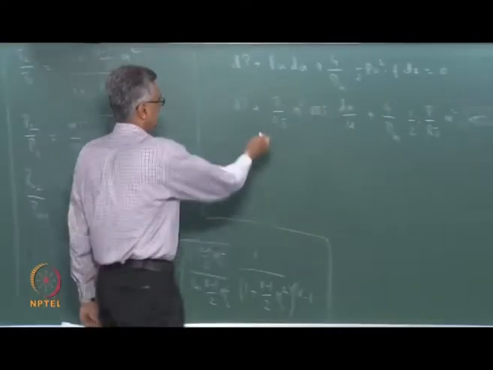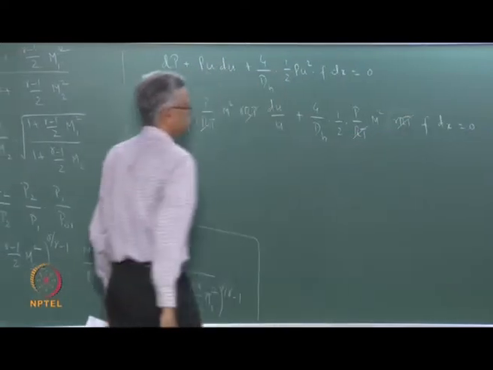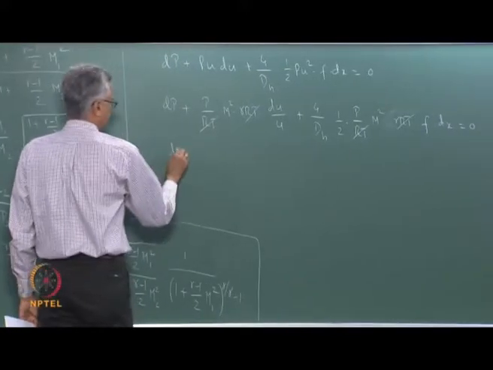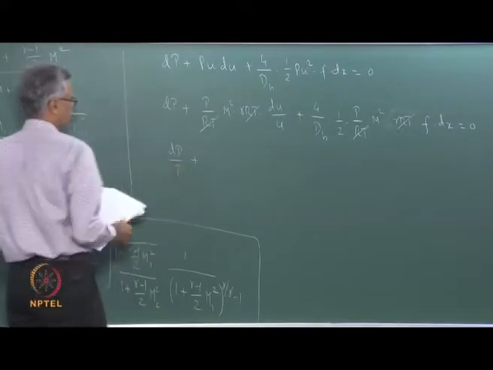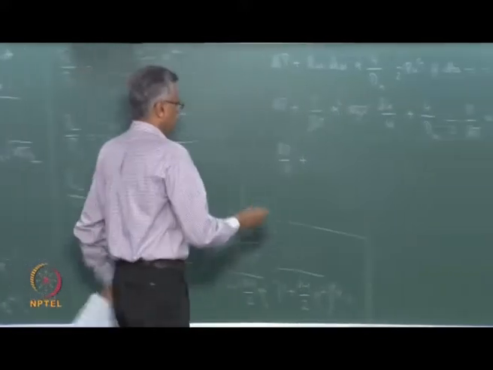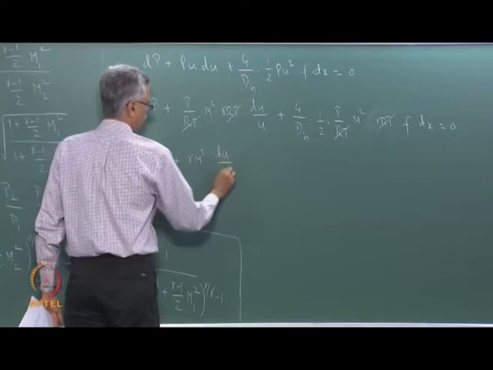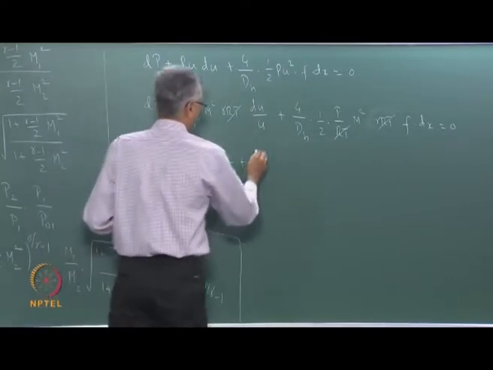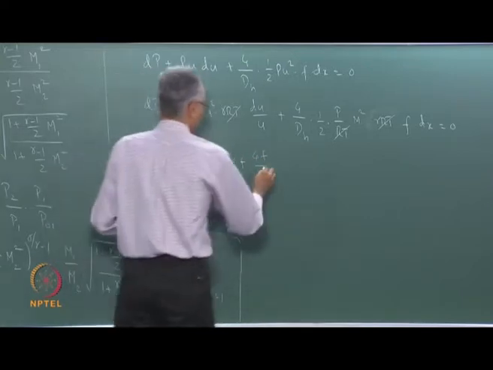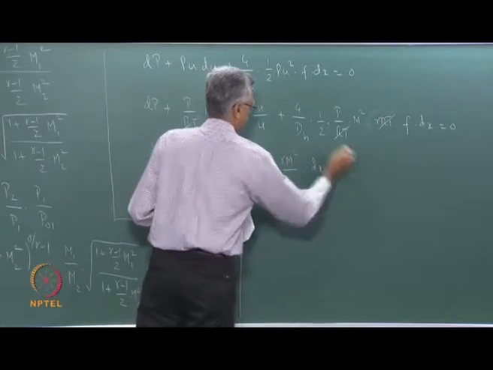So, you can easily see that the RT cancels out in both these terms and the P can be brought to the denominator. So, I end up with an equation that looks like this: dP over P plus gamma M square times du over u plus 4f over dH times gamma M square over 2 times dx equal to 0.